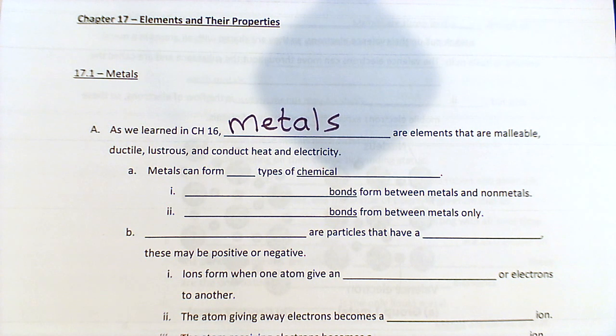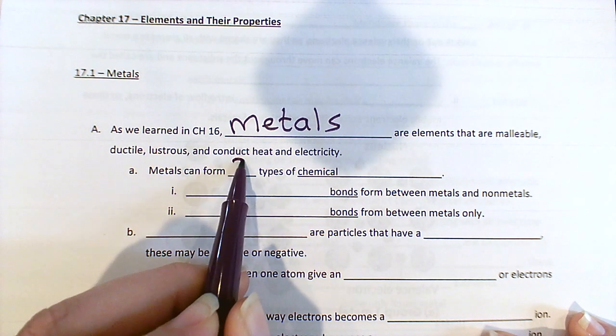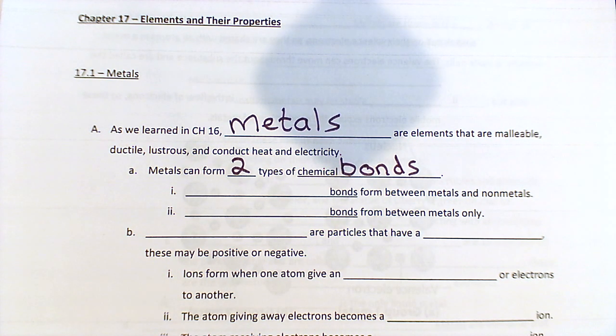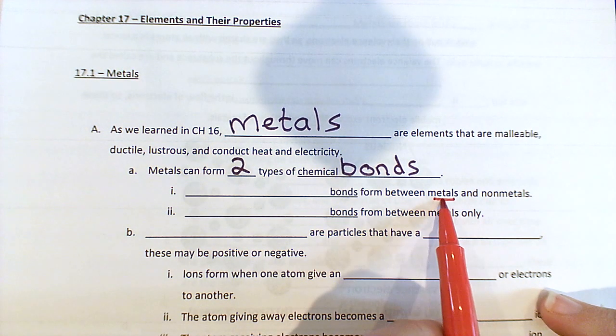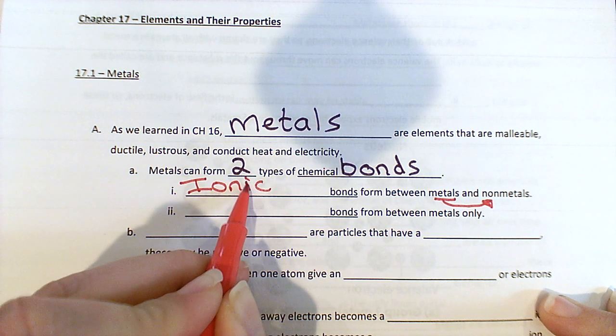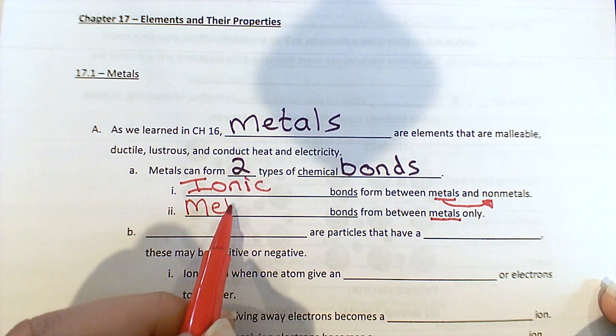So this chapter is all about what those elements do. Like last chapter we learned about the periodic table a little bit, what metals are, non-metals and stuff. But now, what can they do? Why do we categorize them like that? So metals in particular can form two different kinds of bonds, and it depends on what the other element is that they are bonding with. So if we have a metal bonding to a non-metal, it's going to form what's called an ionic bond. And we're going to talk a little bit about what an ion is. But if you have a metal bonding to just metals, it has a very unclever name, metallic bond.